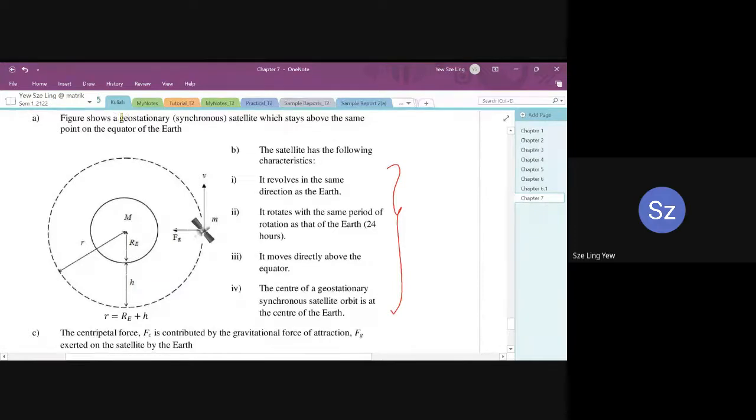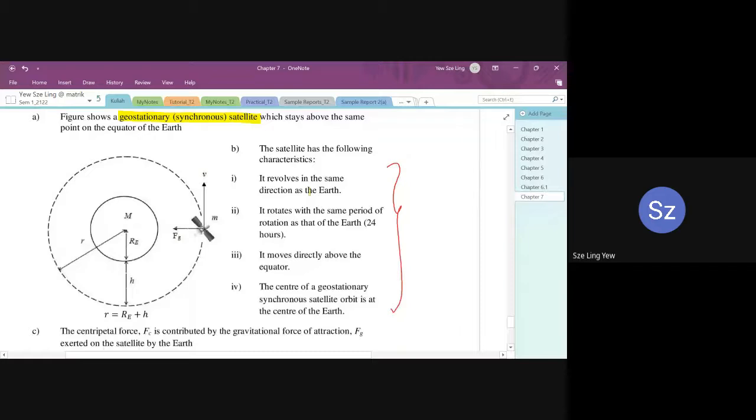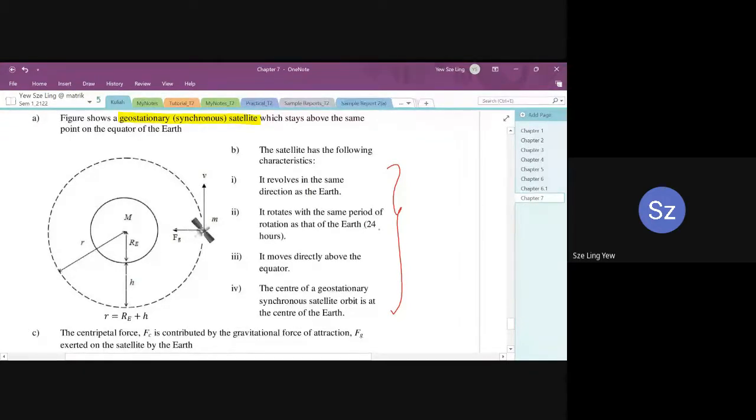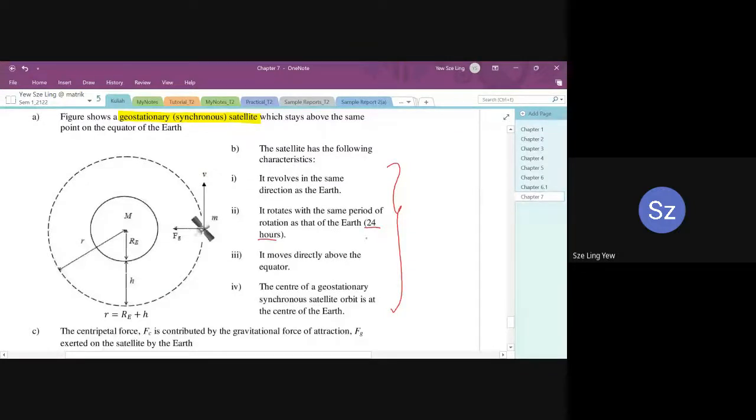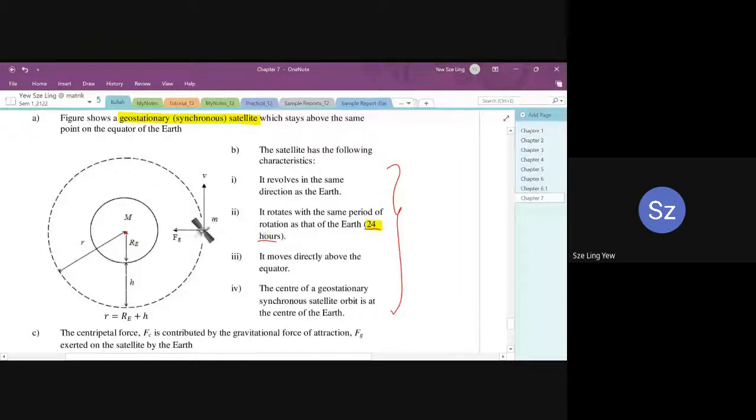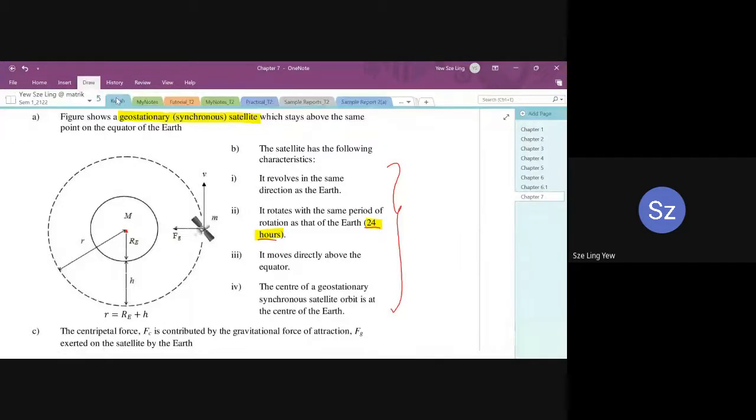So you have to be careful. If they give you the words geostationary satellite or synchronous satellite, then what happens? It has a period equal to 24 hours. That is what it wants to tell you. Now, it moves directly above the equator, and the center of the geostationary orbit is at the center of the Earth. All right, so what are they telling you? The most important thing is 24 hours for one circle if you have a geostationary satellite.